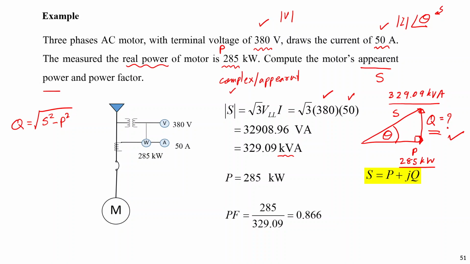Or you can calculate power factor. Power factor is the ratio between P and S, right? Which is 285 divided by 329, right? It's 0.866 is power factor, which you also need to calculate, okay? So in this case, we calculate apparent power and we calculate power factor, right? And if the question asks about reactive power, we can also calculate reactive power, right? But in this case, the question doesn't ask about the reactive power. So if I ask about reactive power, I think you can calculate, right?